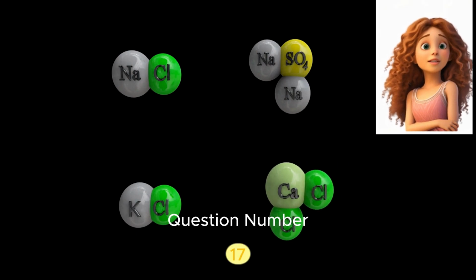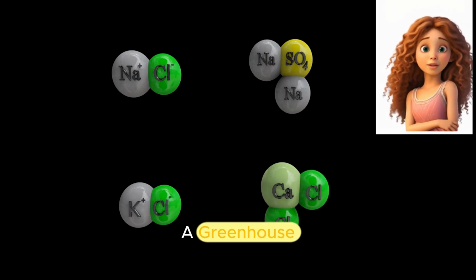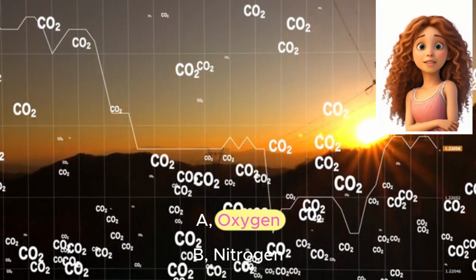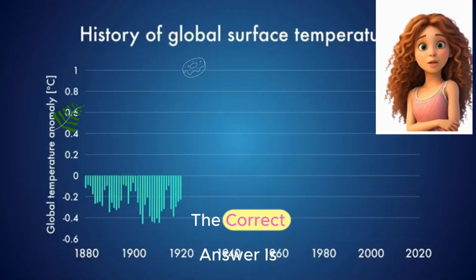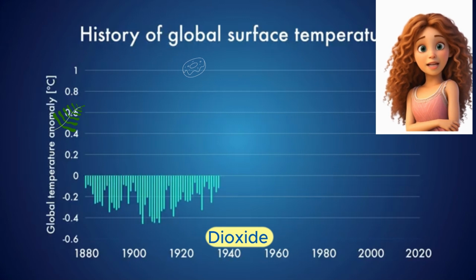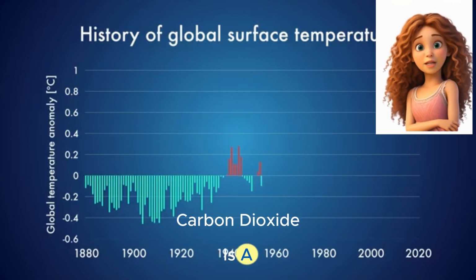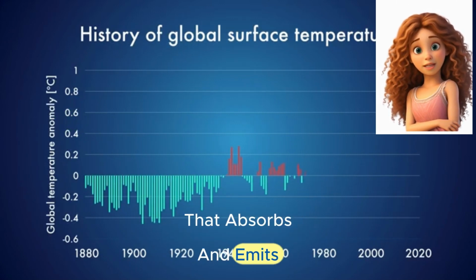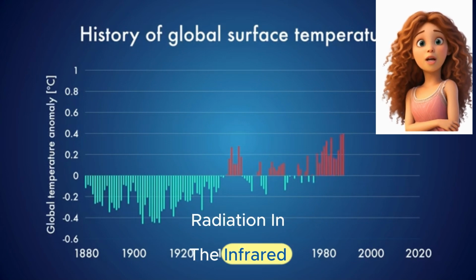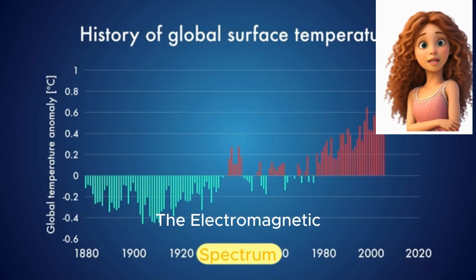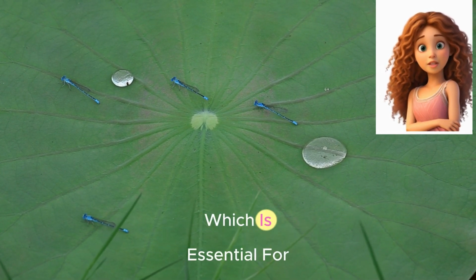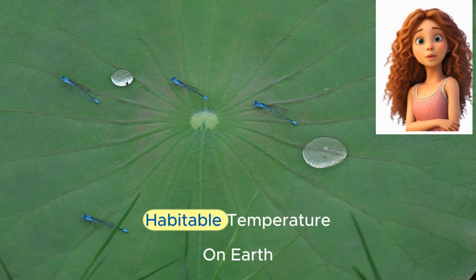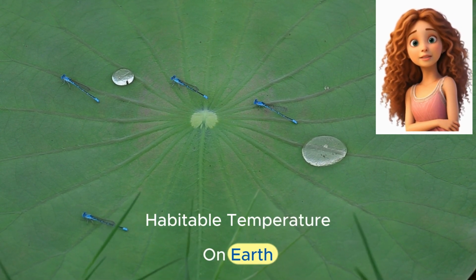Question number 17. Which of these is a greenhouse gas? A. Oxygen. B. Nitrogen. C. Carbon dioxide. D. Hydrogen. The correct answer is C. Carbon dioxide. Carbon dioxide is a greenhouse gas that absorbs and emits radiation in the infrared region of the electromagnetic spectrum. Greenhouse gases trap heat in the Earth's atmosphere, which is essential for maintaining a habitable temperature on Earth.